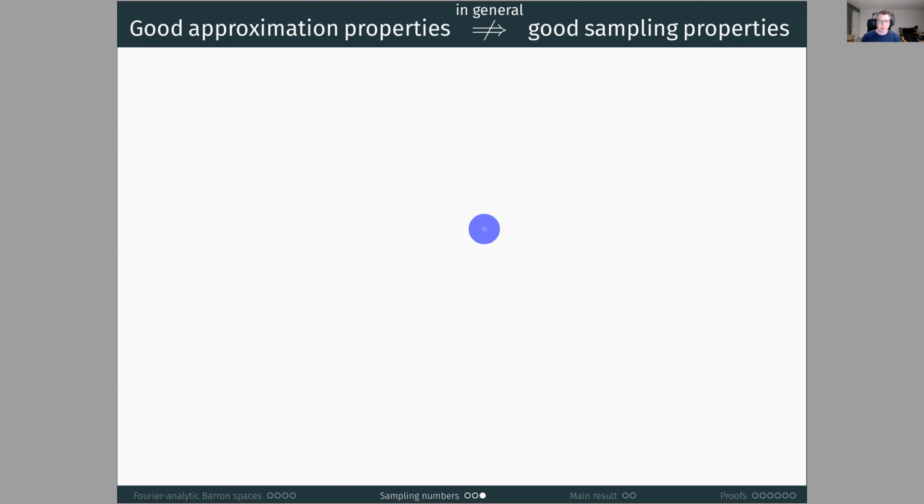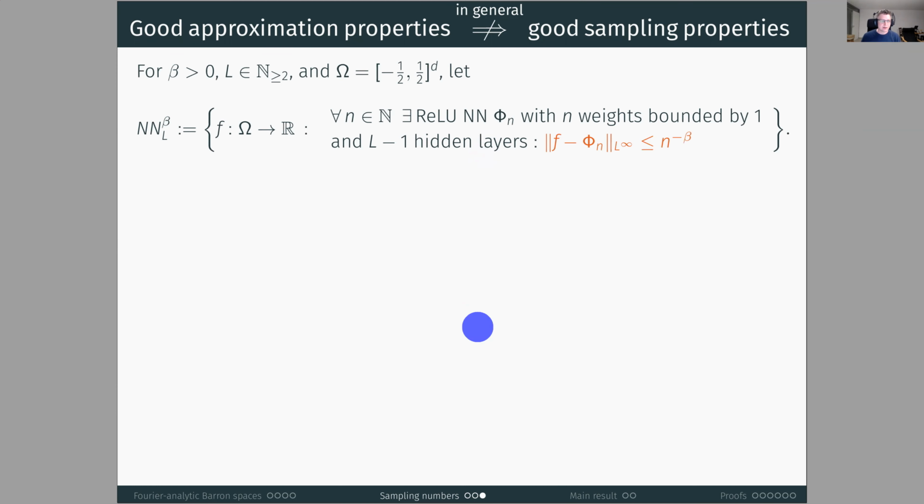And just as one example of this phenomenon, we will look at the following setting. So we look at the set NN_{L,β}, and the definition looks a bit complicated, but it's not so bad in the end. So this L is the number of layers of neural networks that we consider.